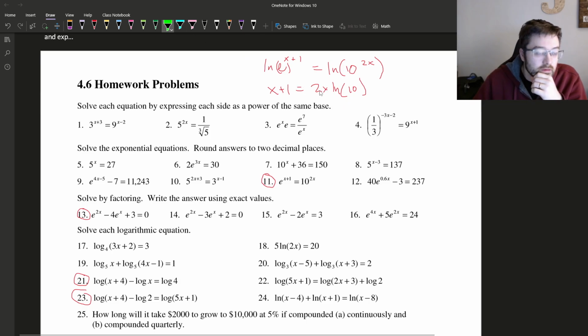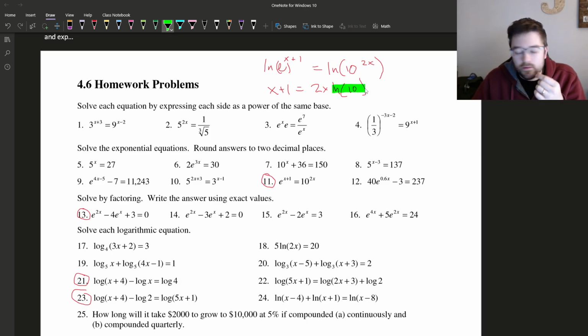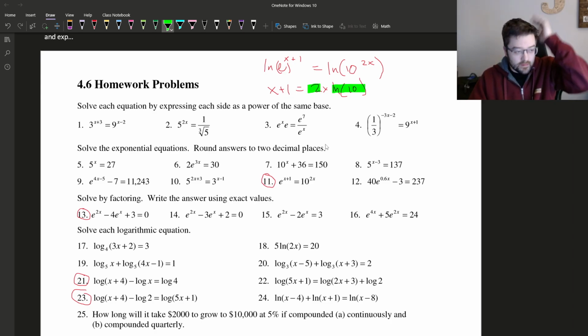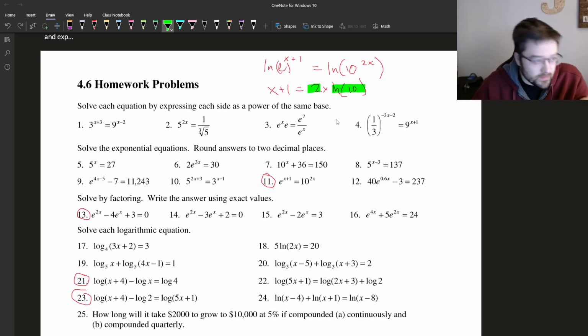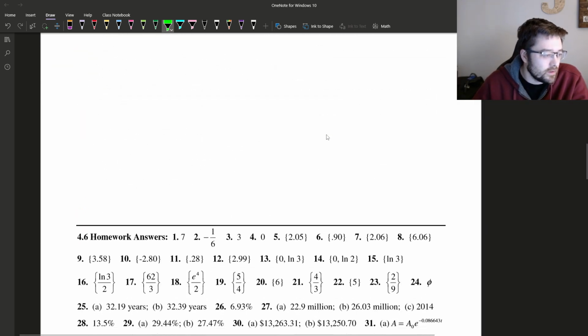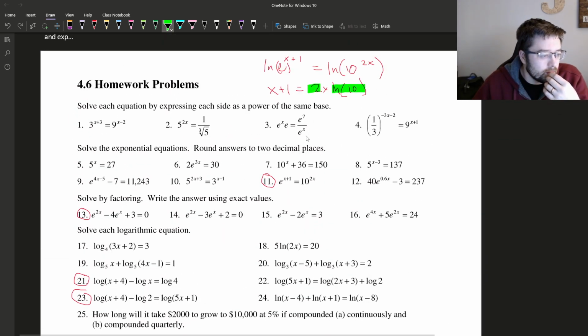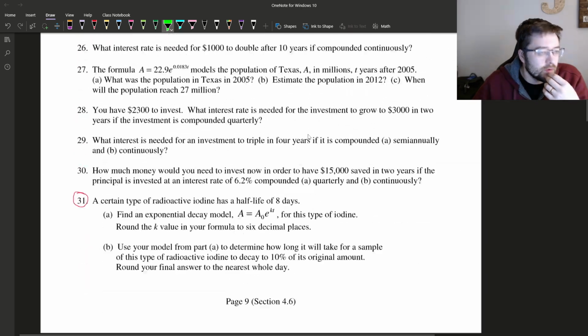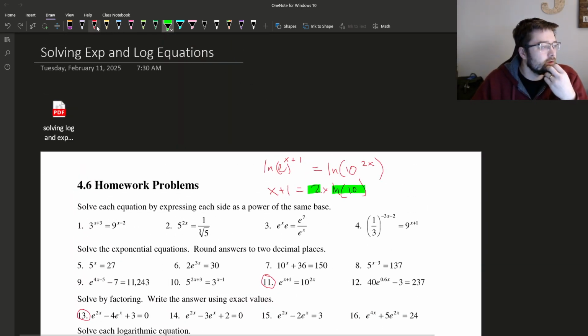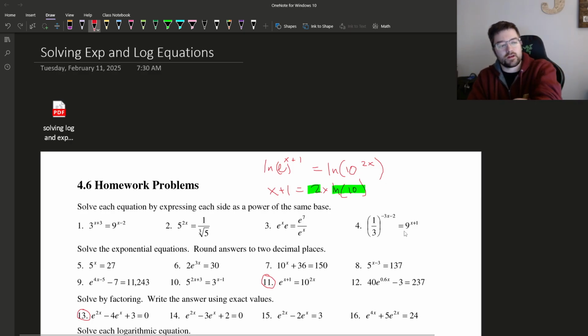And that way we get something along the lines of a value, a power on e times 2x. So altogether, the 2 and the natural log 10 are a coefficient on x. And then x plus 1 is, of course, a linear function. So if we're looking at our answer here, 0.28, then let's see if we get something that makes sense and something that we can actually solve for.